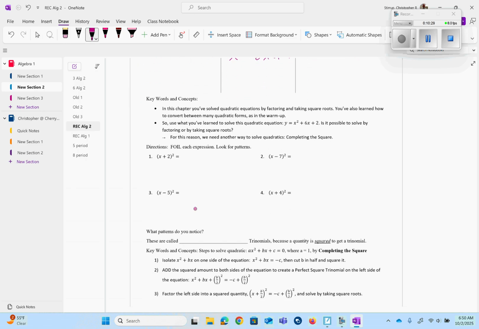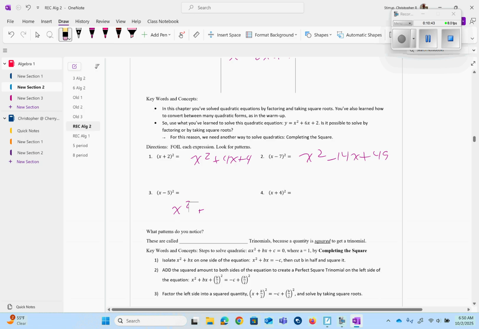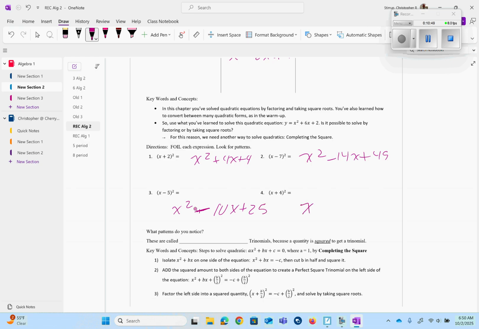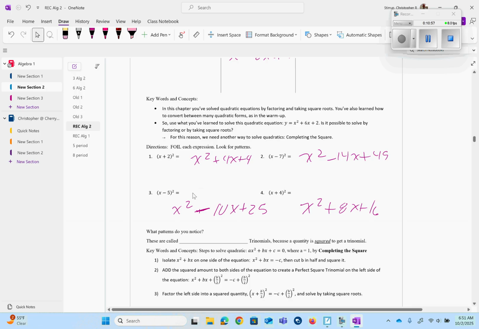All right, so this is going to give me x squared plus 4x plus 4. If you FOIL it out, this will give me x squared minus 14x plus 49. When you FOIL it out, this will give me x squared plus, oops, that's going to be a minus, that's a minus 10x plus 25. This will give me an x squared plus 8x plus 16. So these are perfect square quadratics. We'll deal with those in a bit.